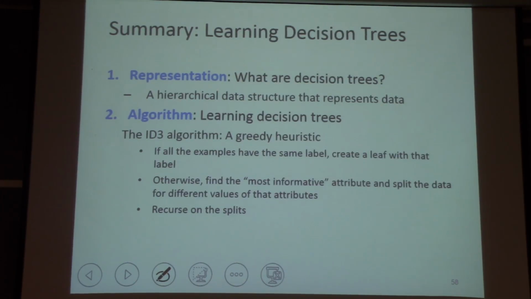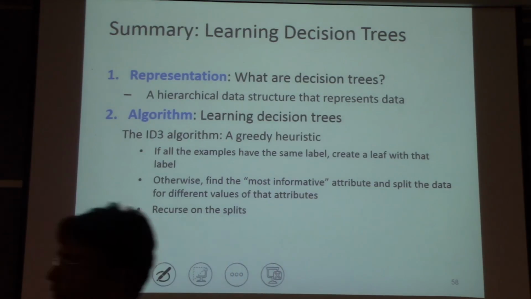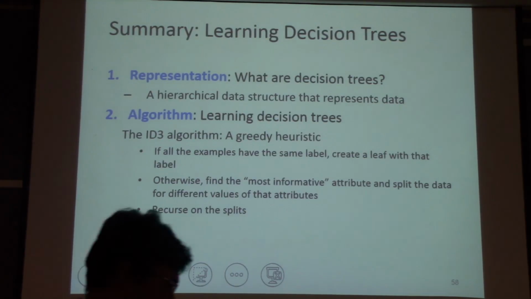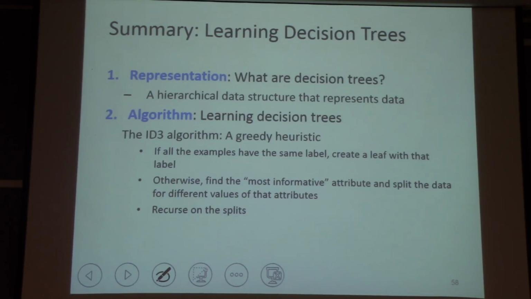Okay, let me quickly summarize where we are. We spoke about learning decision trees, and I just want to remind you that decision trees are a hierarchical data structure that can represent pretty much any Boolean function. Searching over all possible decision trees to find one is not tractable, so we have to resort to some sort of heuristics. ID3 is probably the simplest such heuristic, and probably the oldest one. It's greedy in the sense that it tries to pick an attribute based on the maximum information gain, splits the data into multiple pieces, and recursively builds a tree.